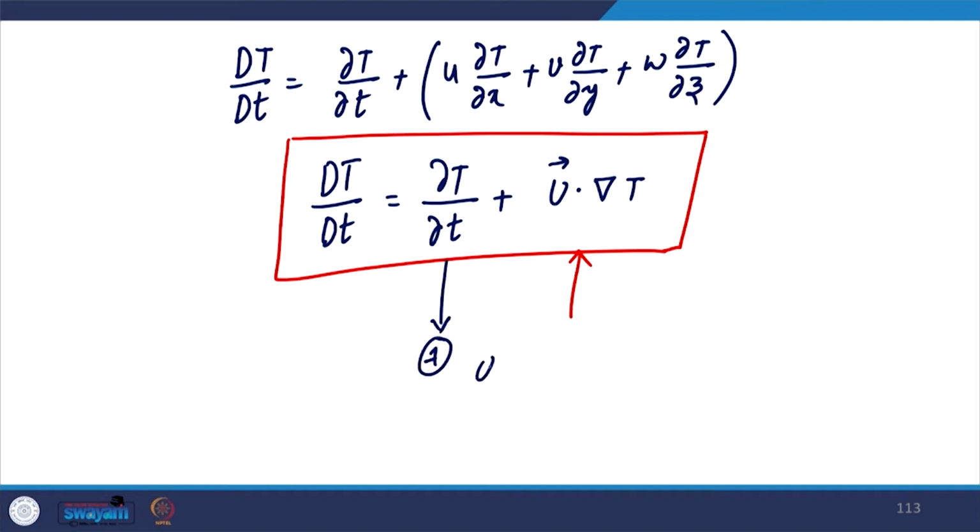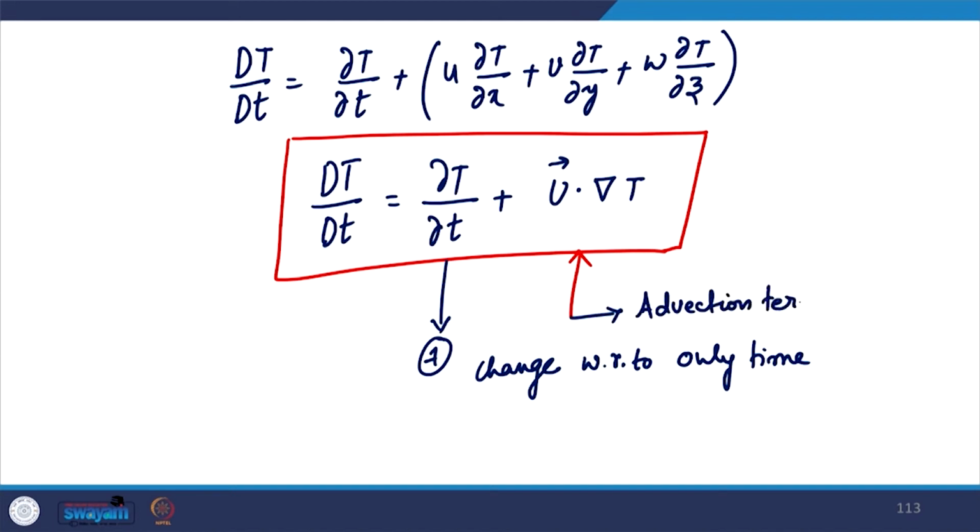This is change in temperature with respect to time. This is change with respect to only time. Change in temperature with respect to only time. The second factor that appears is generally called the advection term.